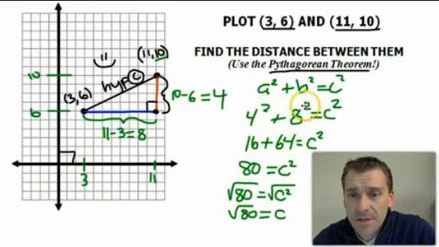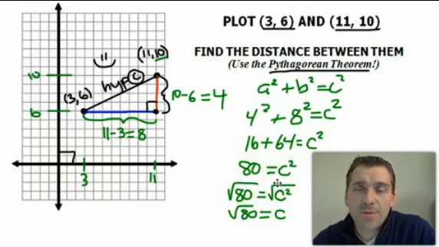4 squared is just 16. 8 squared is just 64. Add them together, that gives me 80. I take the square root of both sides, and yes, it's plus or minus, but disregard the negative because we're talking side length of a triangle, and you get the square root of 80. But be careful. That, remember, is not your answer. You have to keep going.